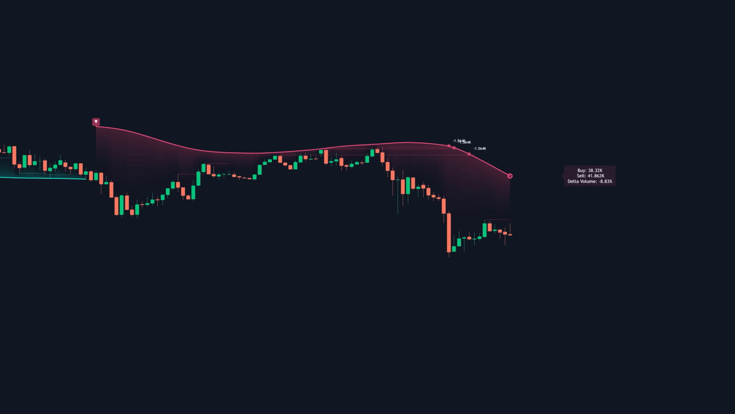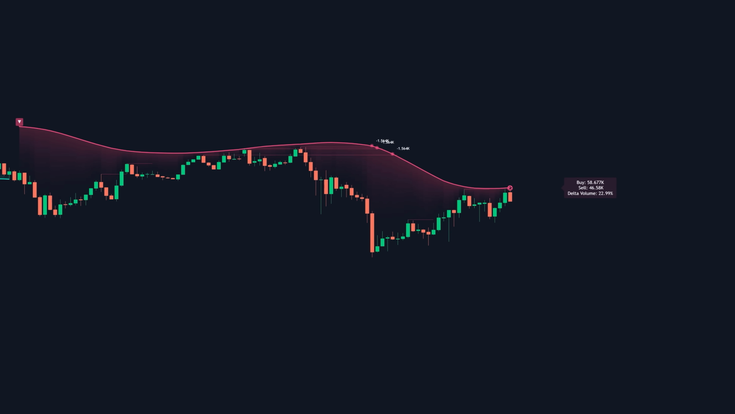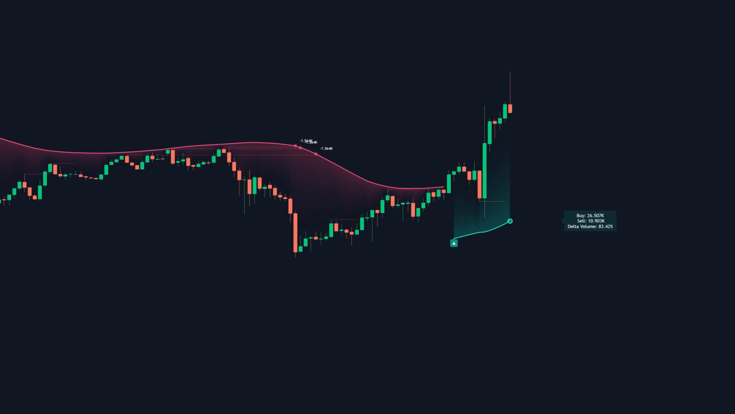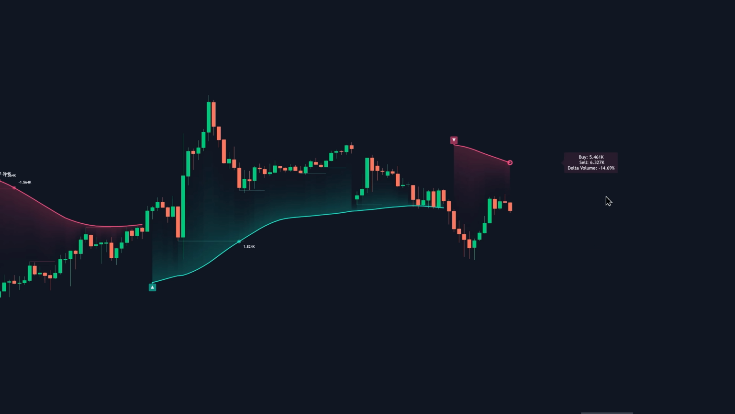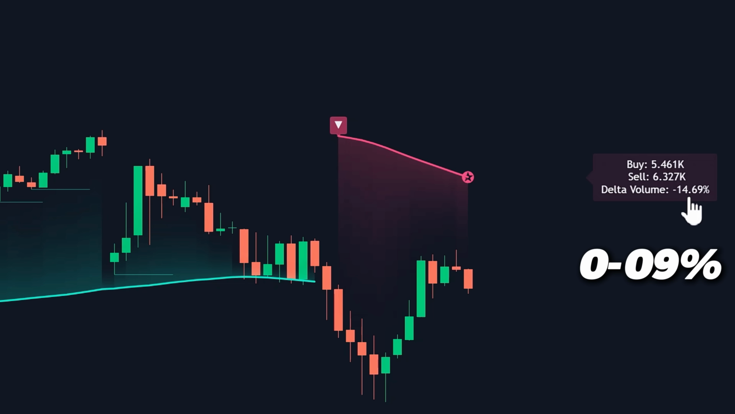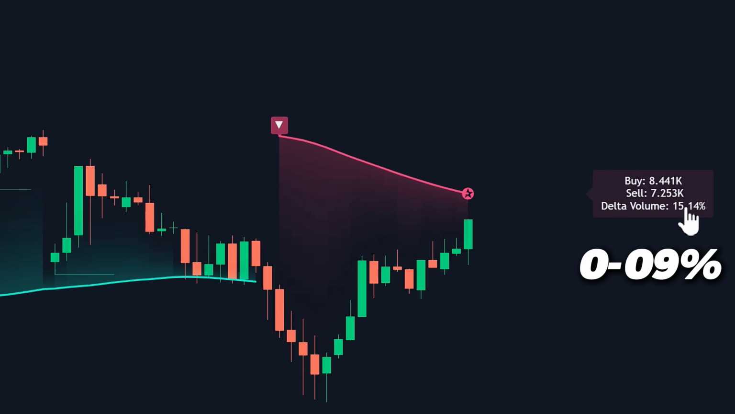So how can we use this indicator to identify a ranging market? You may be thinking, well, we're going to use both the trend cloud and the delta volume. Whenever the delta volume is less than 10% and close to 0%, it's a strong signal of a ranging market.